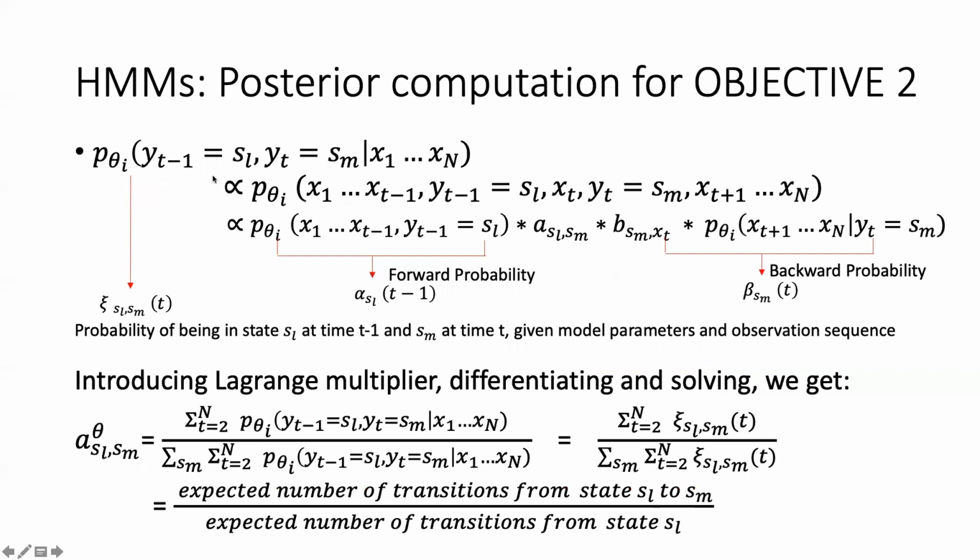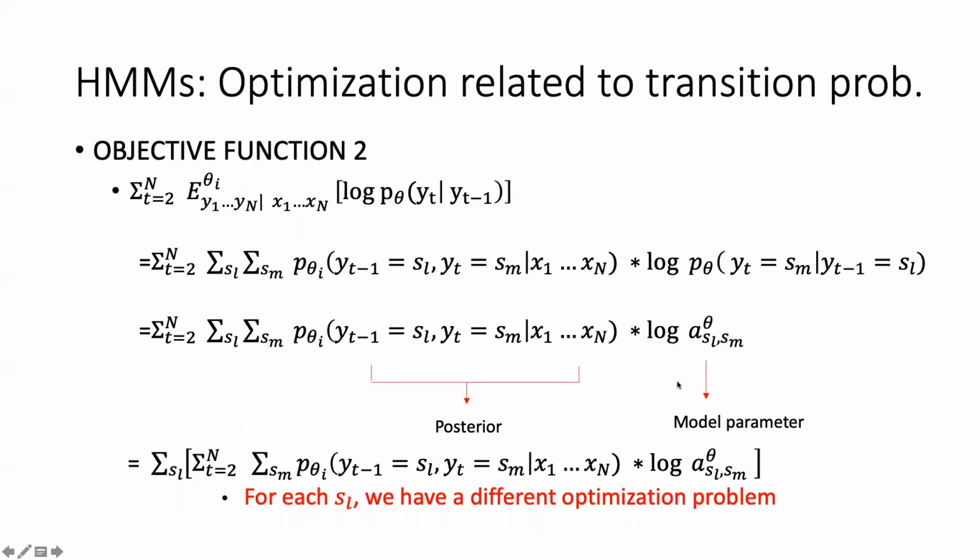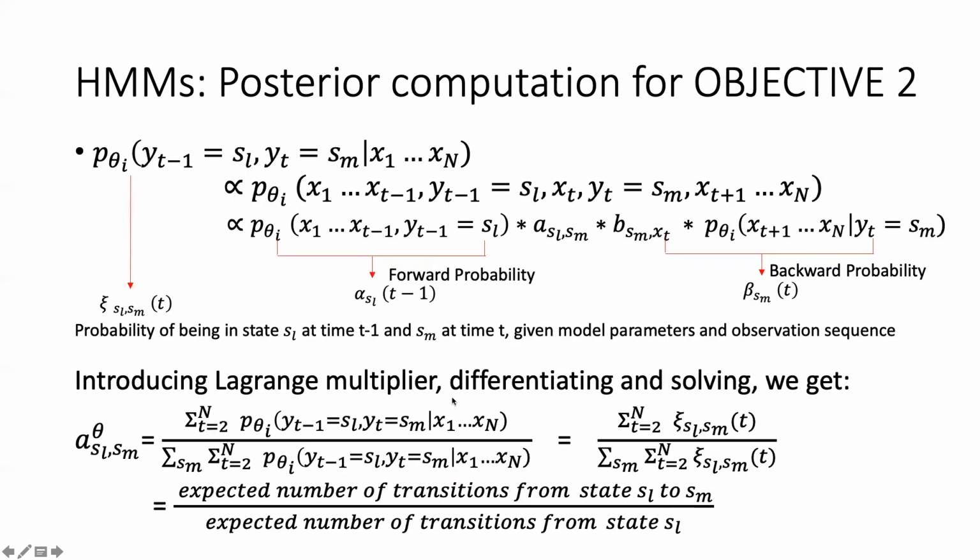Similar to what we did earlier, the posterior can be represented in terms of the joint distribution, and then factorized in terms of forward and backward probabilities. We arrive at this equation, and similarly, if we normalize it, we can substitute this posterior into this expression, introduce the Lagrangian multiplier, differentiate and solve it. We get this particular estimate, which indicates the expected number of transitions from state SL to SM divided by the expected number of transitions from state SL.